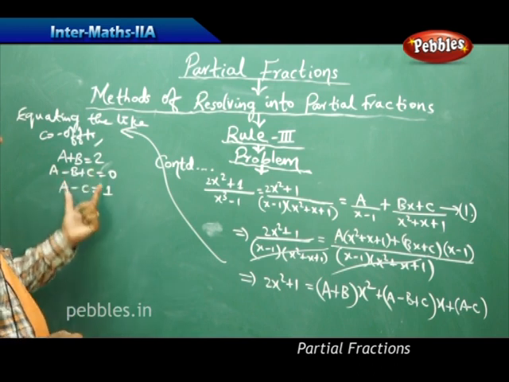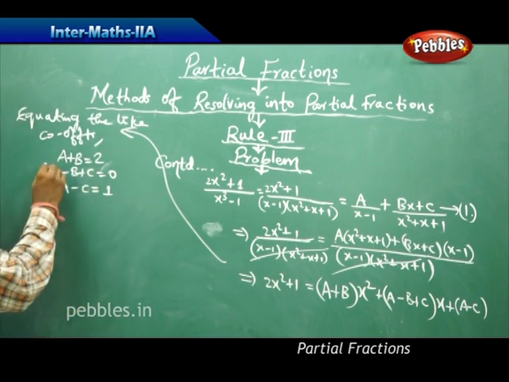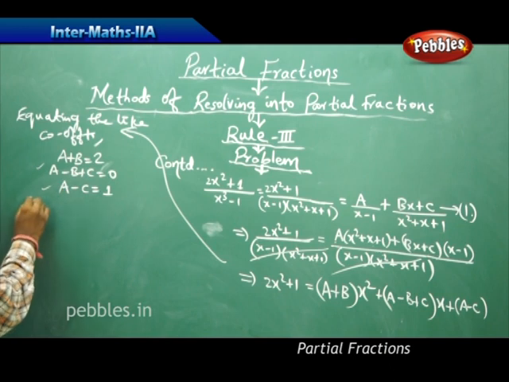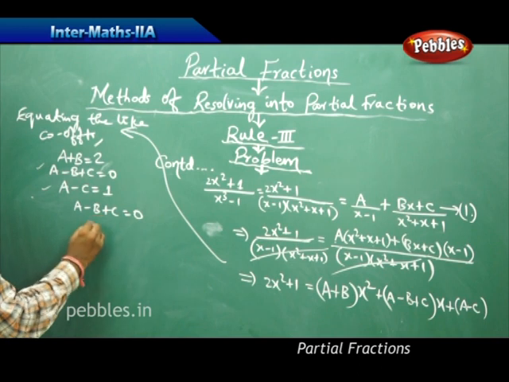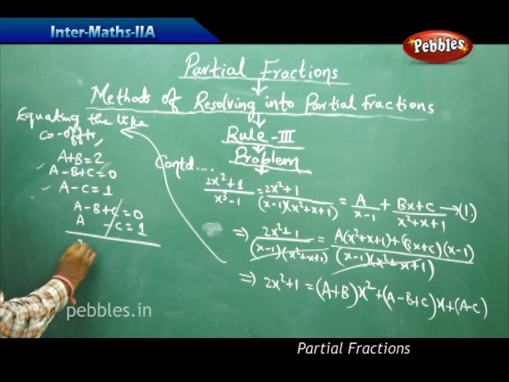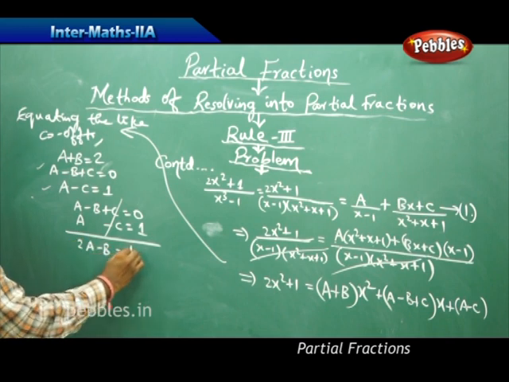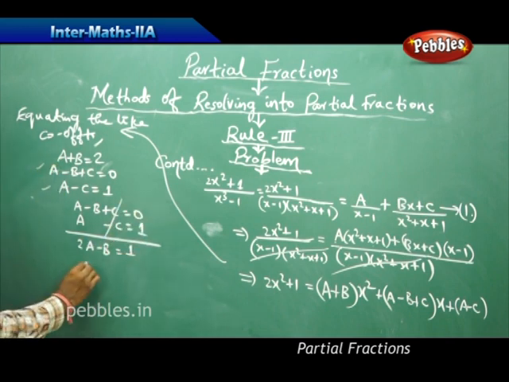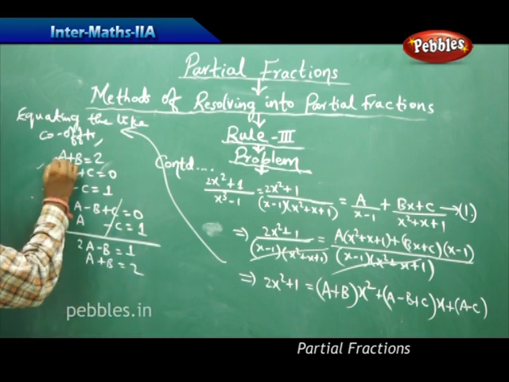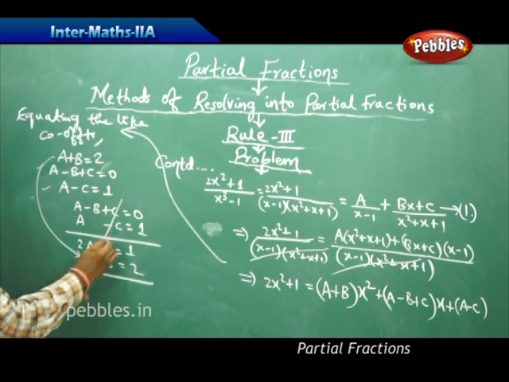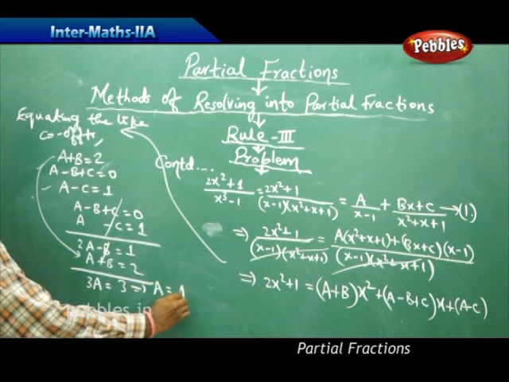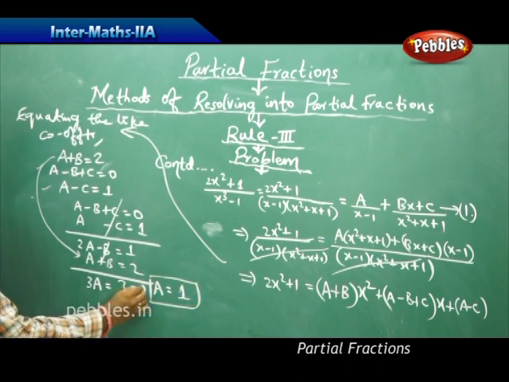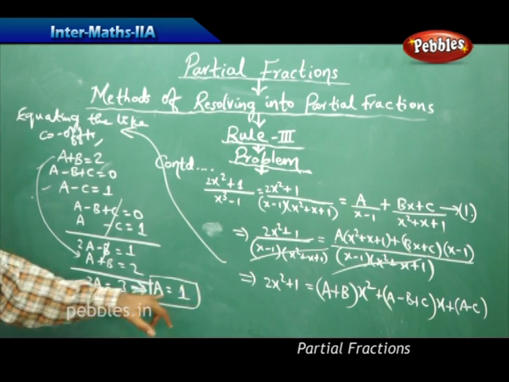So we have to solve these three simultaneous equations, where I first take A − B + C = 0 and A − C = 1 and add them up, so that I get 2A − B = 1. And already I have A + B = 2 from here, so that again when I add, I get 3A = 3. That implies A = 1. So one of the values, A, is equal to 1.